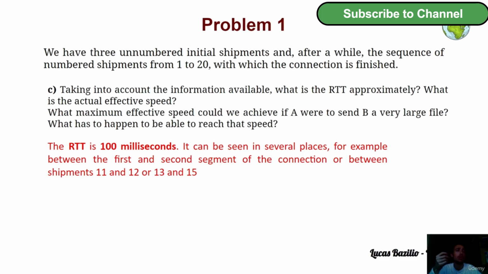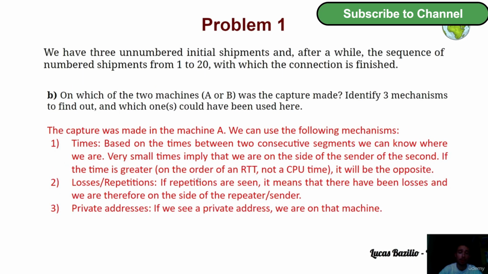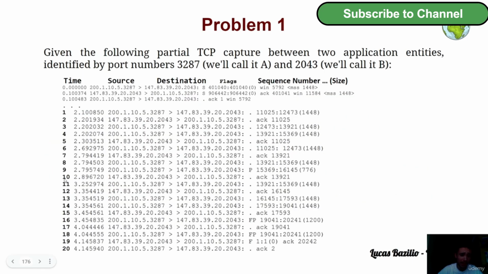However, note that we can also calculate the estimation of the round trip time in other segments inside this frame capture. Between packets 11 and 12, we can calculate the round trip time as the difference between those two, and also between 13 and 15. If we analyze packet 11, it is a packet that comes from the application A to the application B, with this value of the sequence number. And then just after, we have the confirmation. This confirmation is about 100 milliseconds.